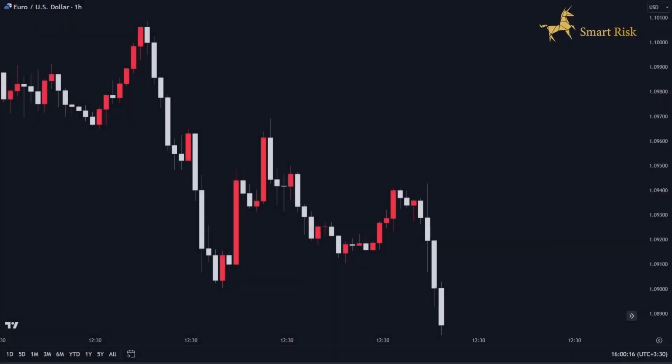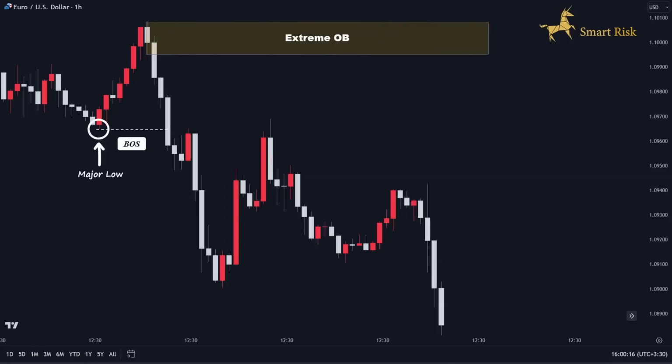If we examine this trade example in the euro-dollar pair, we see that the price is in a downtrend and has already established a bearish break of structure by breaking and closing below the most recent major low. As illustrated, there is an order block at the extreme, and we can also identify a fair value gap just beneath the order block. We can take advantage of these areas as entry points.